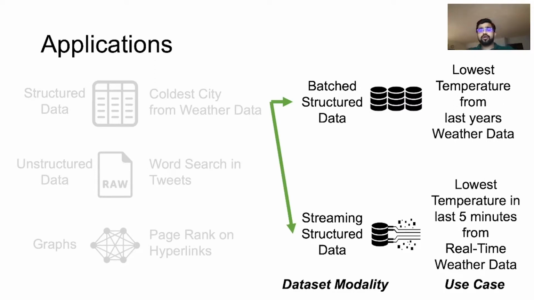Now, datasets can also be of several modalities. Datasets can be a batch. An example is last year's weather data. This dataset is static and doesn't change, and an application might want to find the lowest temperature on this static dataset. Now, this can be run as a one-time query. On the other hand, a dataset can also be a stream. An example is real-time weather data from temperature sensors. This dataset is constantly evolving, and an application might want to keep track of the lowest temperature in the last 5 minutes. This cannot be run as a one-time query and needs to be recomputed whenever the dataset changes.